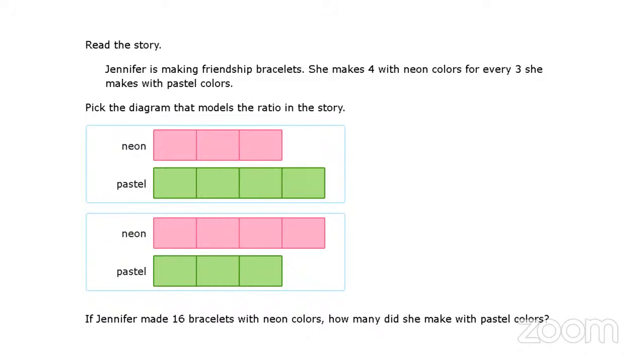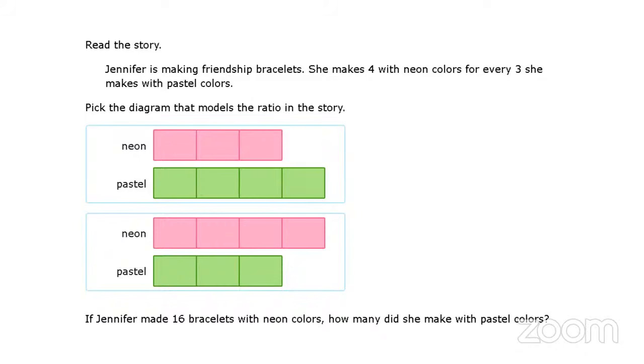All right, I see where Labrina is saying 4 to 3 is equal to 16 to 24, but let's look at that, Labrina. 4 to 3 means 4 neon to 3 pastels. That means at all times, if we're using this relationship, it would mean then that neon is always going to be more than pastel. So let's look at what you have there, Labrina.